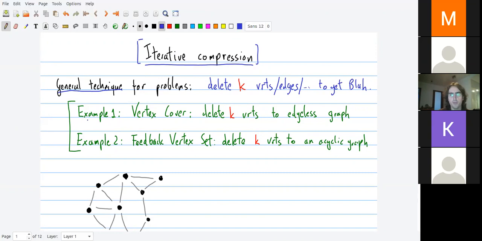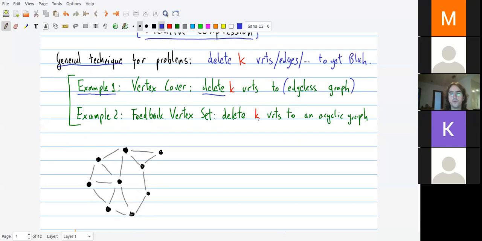One example you have already seen during this course. This is the vertex cover problem. Namely, the vertex cover problem is that we would like to pick k vertices in my graph so that every edge in my graph has at least one endpoint selected, right? So I can rephrase this problem to say that I would like to take my graph and delete at most k vertices from it to get an edgeless graph, right? So a graph that doesn't have any edges, this is a reformulation of this problem.